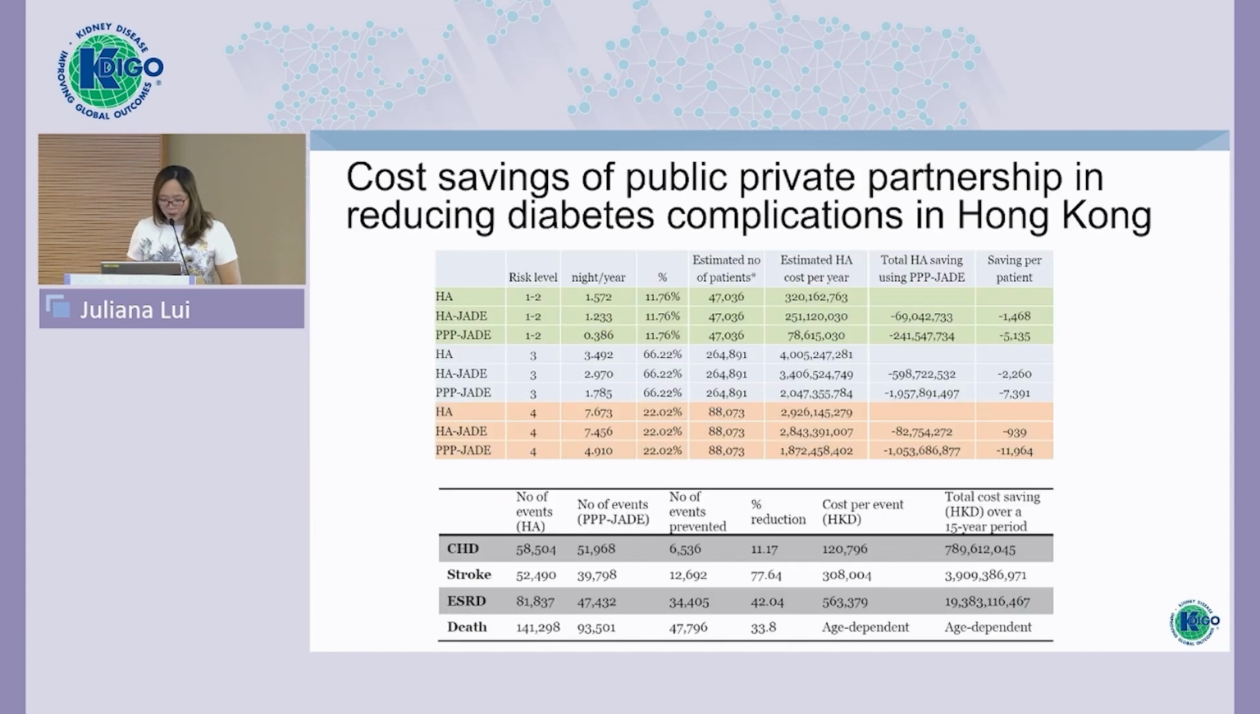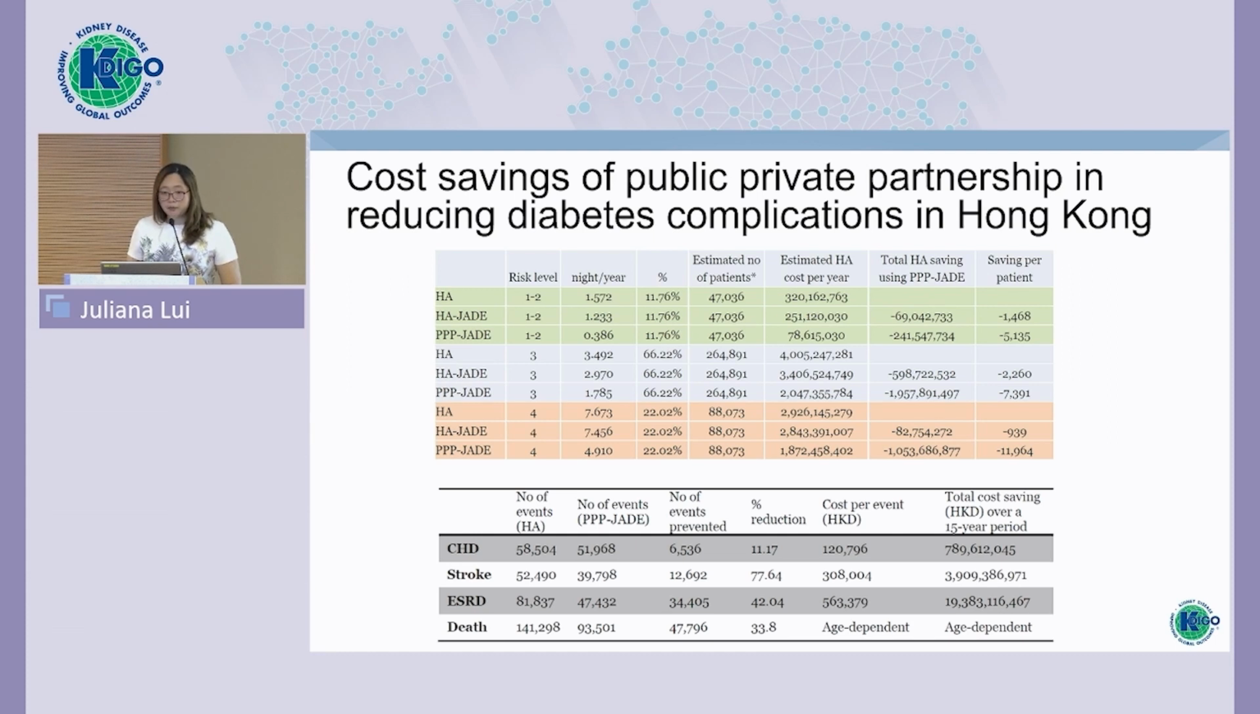I only have two more slides. Based on the collected data, we calculated the average length of stay annually stratified by 3 types of care programs and the 4 JADE risk levels. About 66.2% of the patients were risk level 3, 22% were in level 4, and 11% were in levels 1 to 2. We projected this estimated length of stay and proportion of patients by risk levels in 400,000 patients, which was the estimated number of patients with diabetes in Hong Kong at the time of the study.